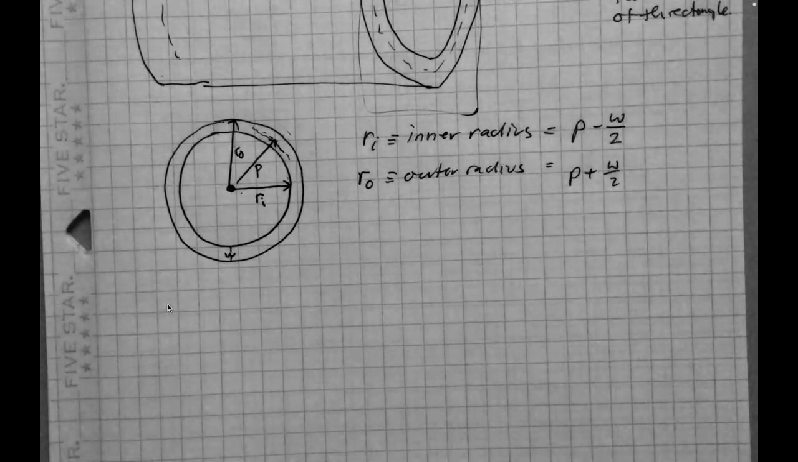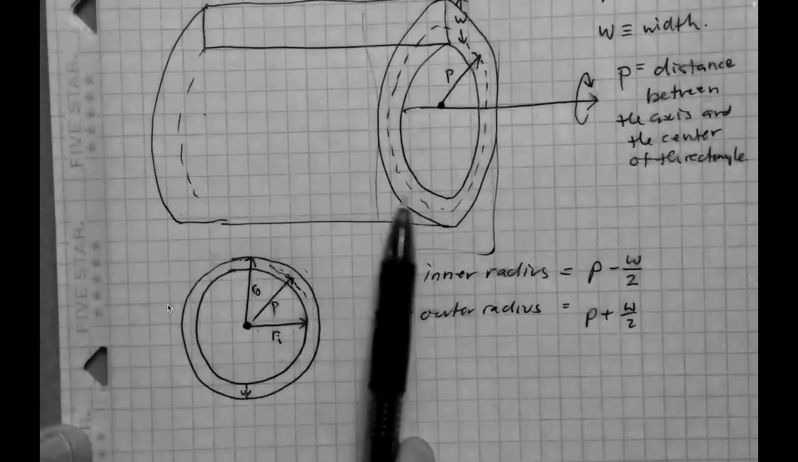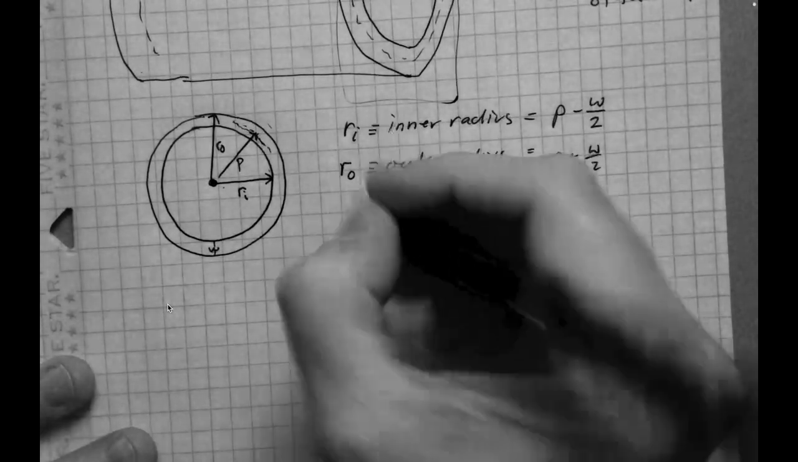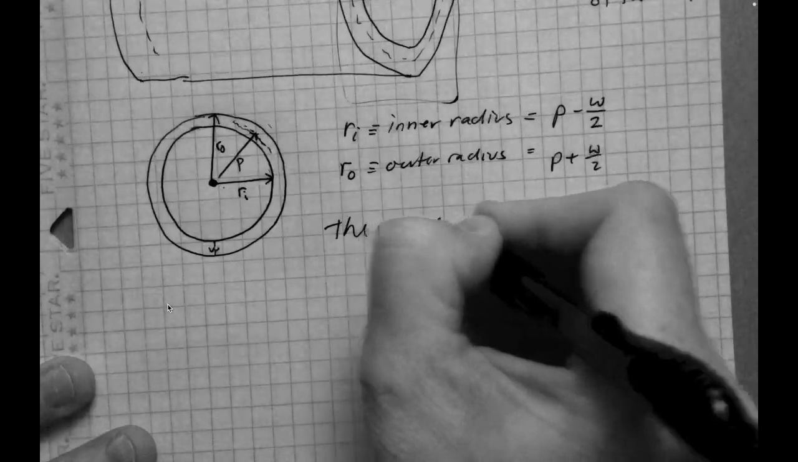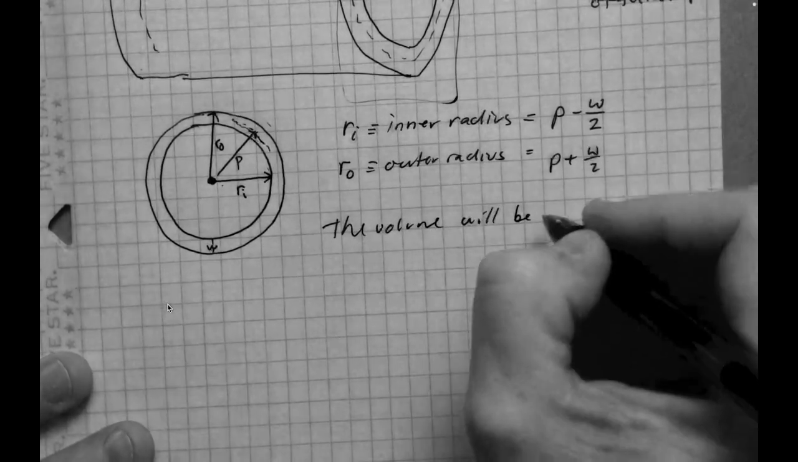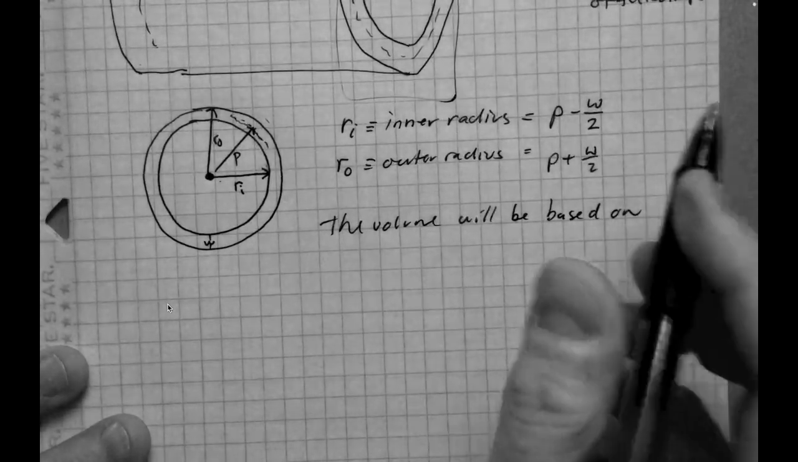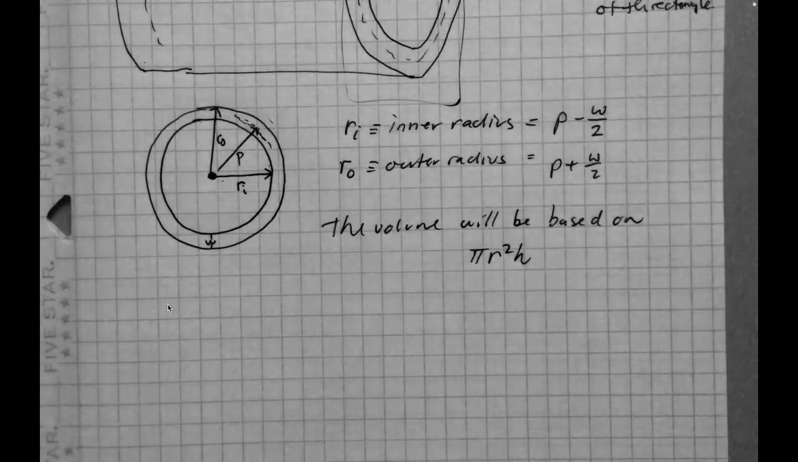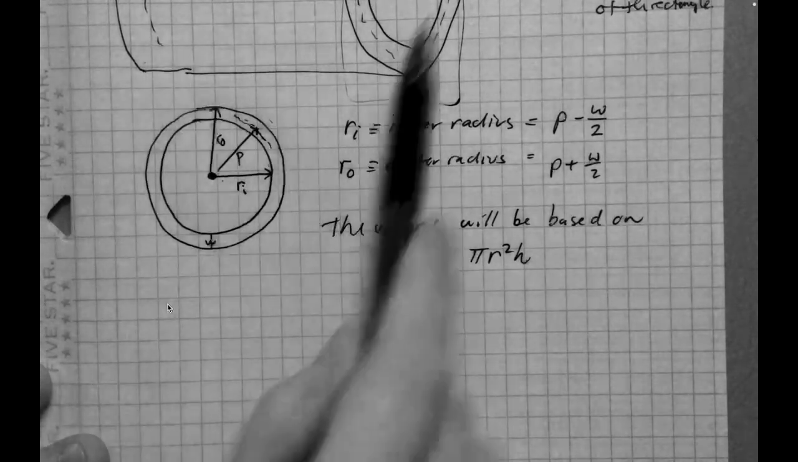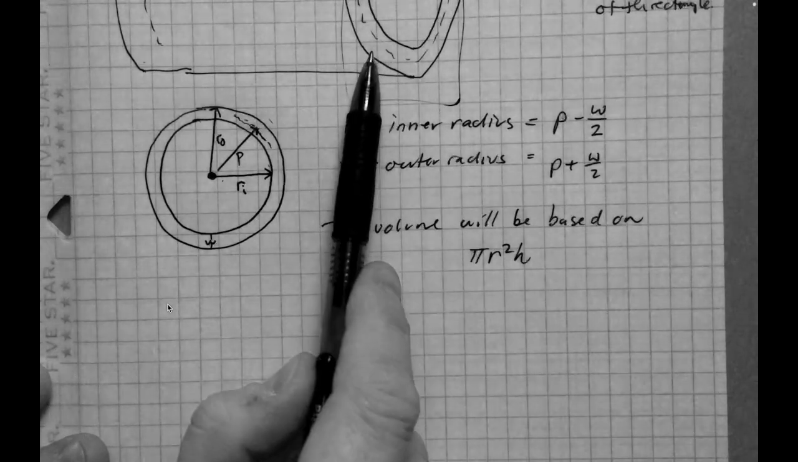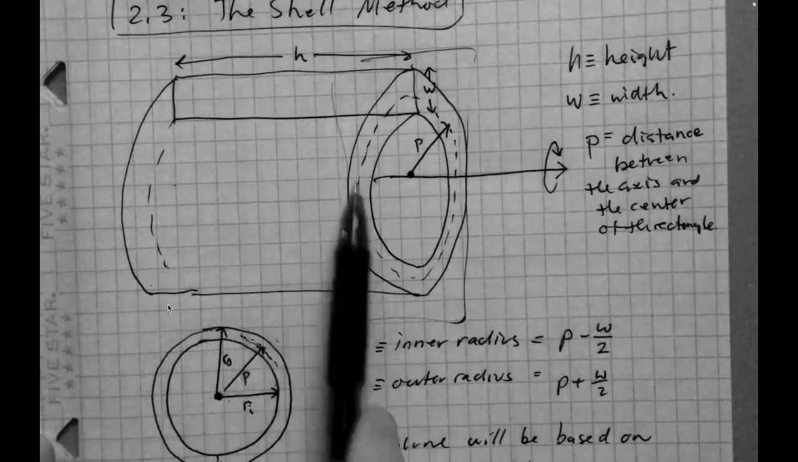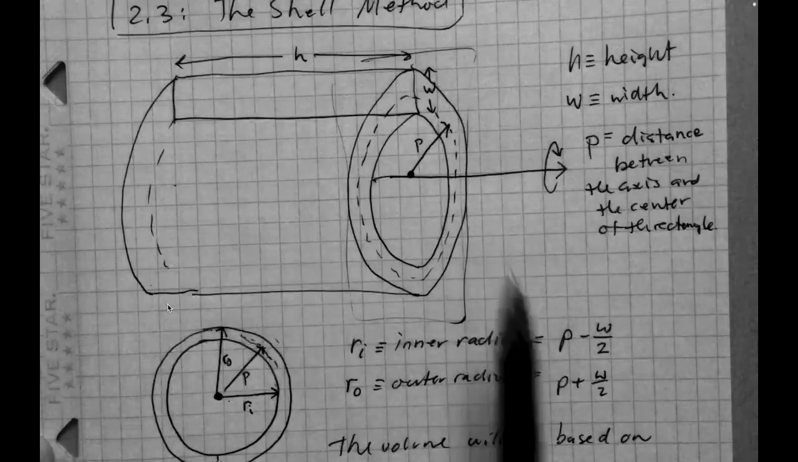Okay, so we can identify the volume of this cylinder using these quantities. The volume will be based on the formula we previously saw, and that's just pi r squared times the height. Just like before, we're going to identify two separate volumes. We're going to first identify the total volume, including the interior piece, and then we're going to subtract from that the volume of the interior piece that's not included in the shell.